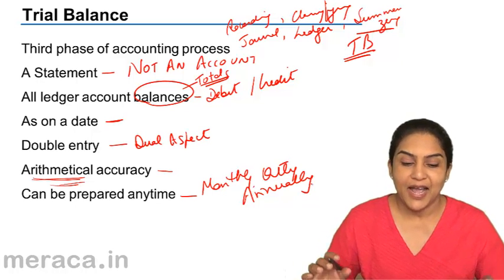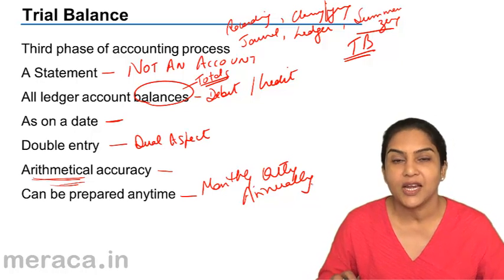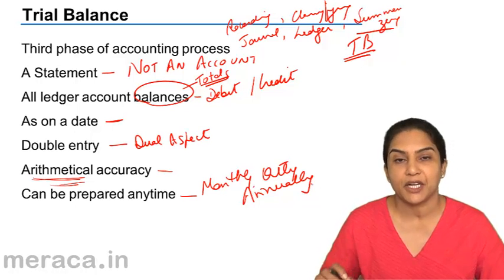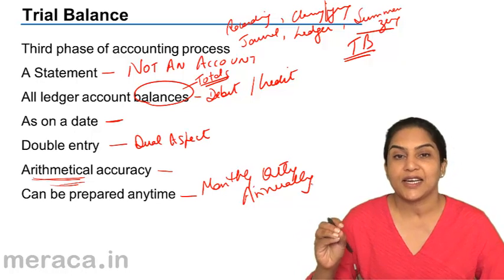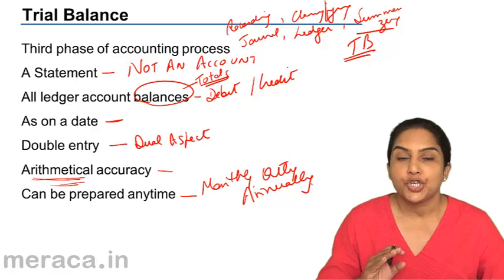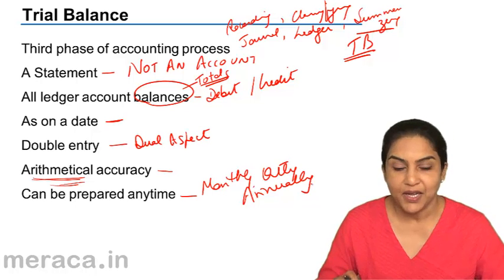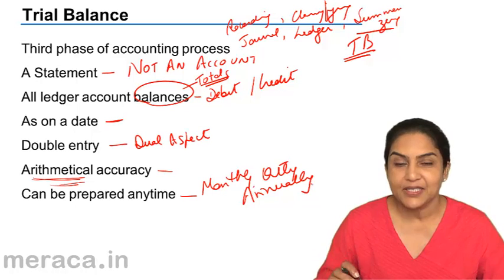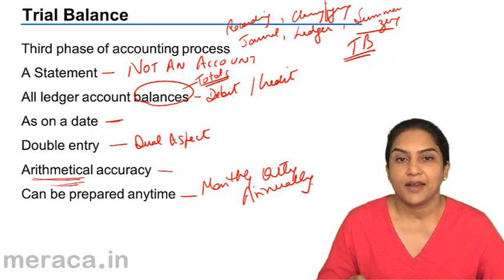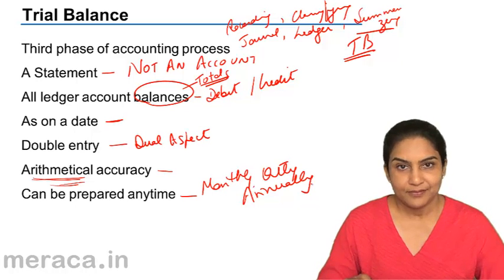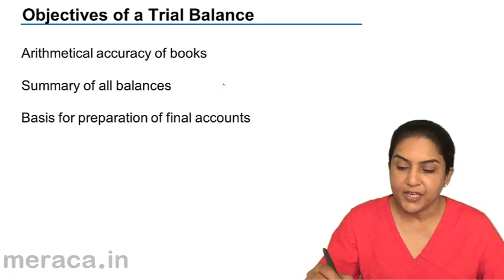So please remember, trial balance is a statement. It is not an account. It's a statement containing all ledger account balances as on a particular date. The debit and the credit sides, or the debit total and the credit total in a trial balance, should be equal. If not, we know that arithmetically some mistake has been made. The trial balance can be prepared at any time. It definitely has to be prepared at the end of the year.